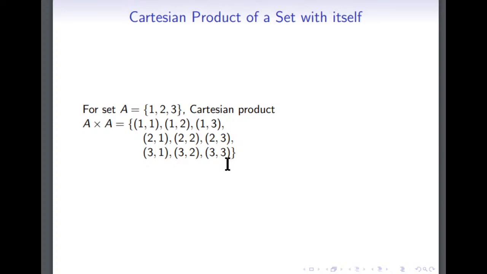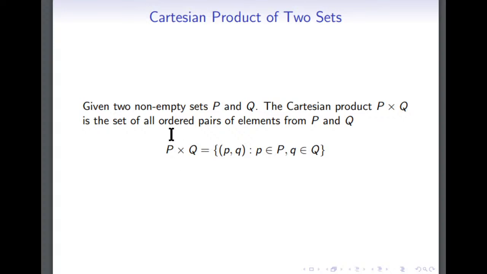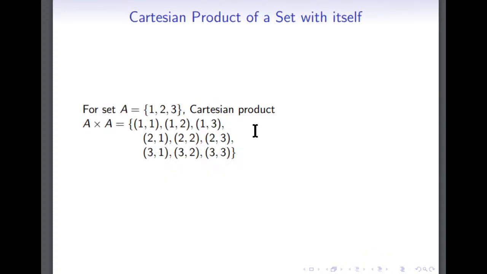Now you can see I have 1,2 as a separate element and 2,1 as a separate element. This is the use of the term ordered pair we mentioned in our previous slide. What was the definition of Cartesian product? P cross Q is the set of all ordered pairs of elements. Means there must be a pair, but those pairs should be in order. The order must matter. That's why we take 1,2 and 2,1 as different elements.